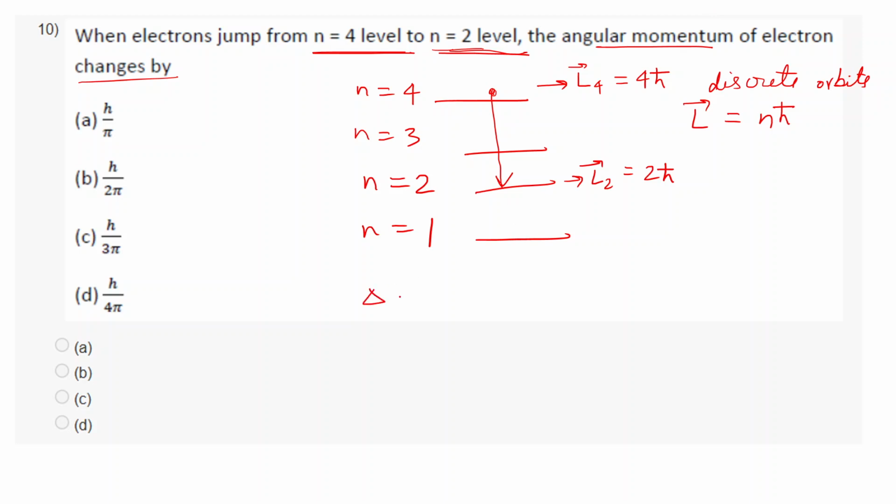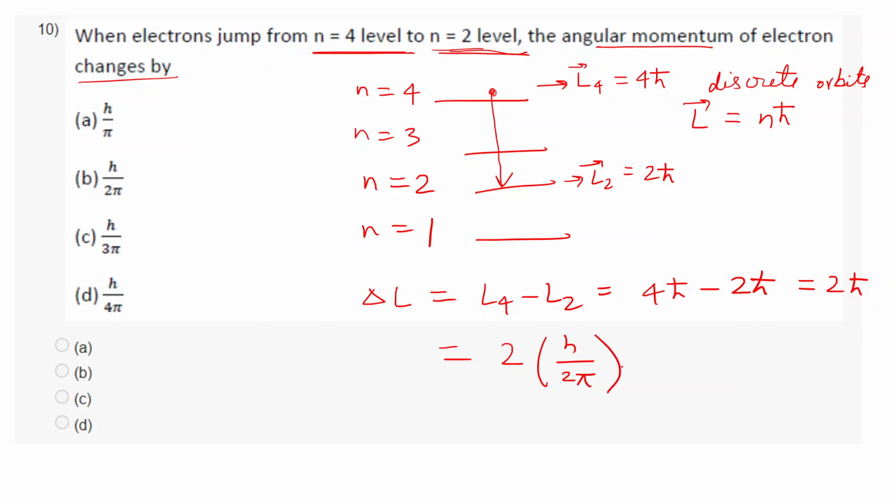So the difference in the angular momenta will be L4 minus L2, that is 4h bar minus 2h bar, which is 2h bar. Here the values are in h over 2 pi, so you know h bar is h over 2 pi. So this will give us h over pi. So this is the change in angular momentum if the electron is coming from the fourth level to the second level. So h over pi is the correct answer.